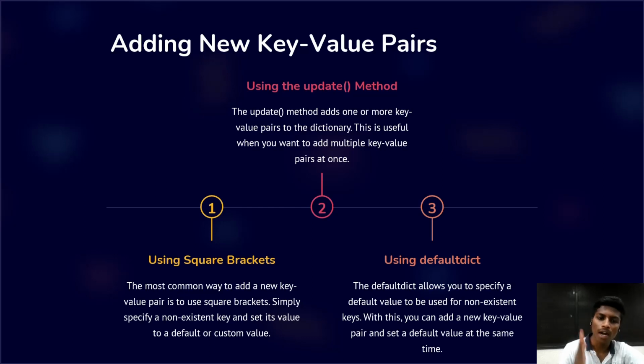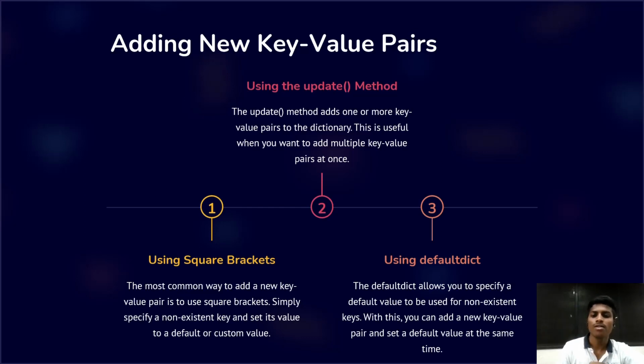So basically, first, using square brackets. The most common way to add a new key-value pair is to use square brackets. With square brackets, simply specify a non-existing key and set its value to a custom value. Then, using the update method, we add multiple values or key-value pairs to the dictionary at once.